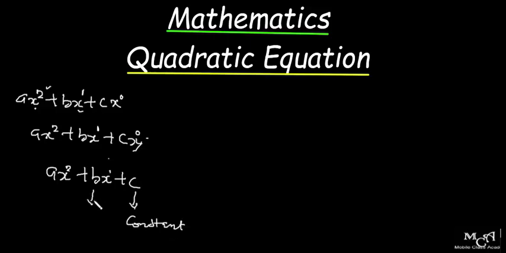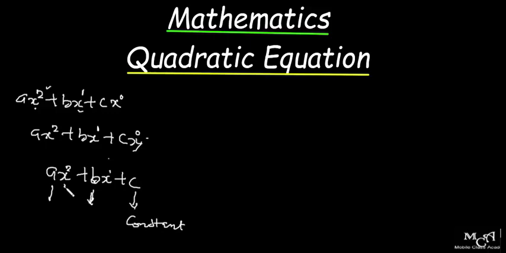Our b is referred to as the coefficient of x. The coefficient of x, meaning the value in front of x, or the value attached to x. B is the coefficient of x, while this a is the coefficient of x squared. A is the coefficient of x squared, b is the coefficient of x, and c is a constant.